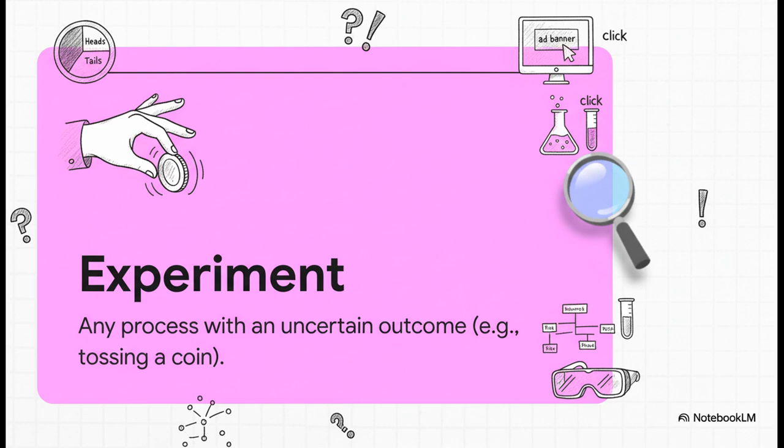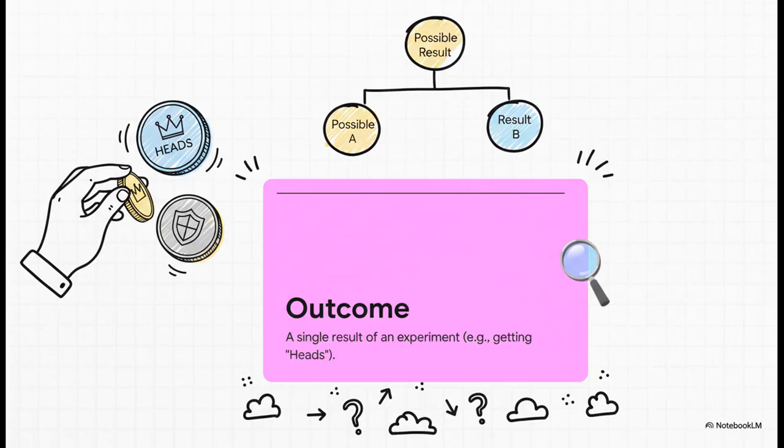Flipping a coin? That's an experiment. Rolling a die? Yep, that's an experiment. Watching to see if a customer clicks on an online ad? You guessed it, that's an experiment too. So every experiment has potential outcomes, and an outcome is just what it sounds like. It's one specific thing that can happen. You flip a coin, you get heads. That's an outcome. The customer clicks the ad. That's another outcome. It's really that straightforward.